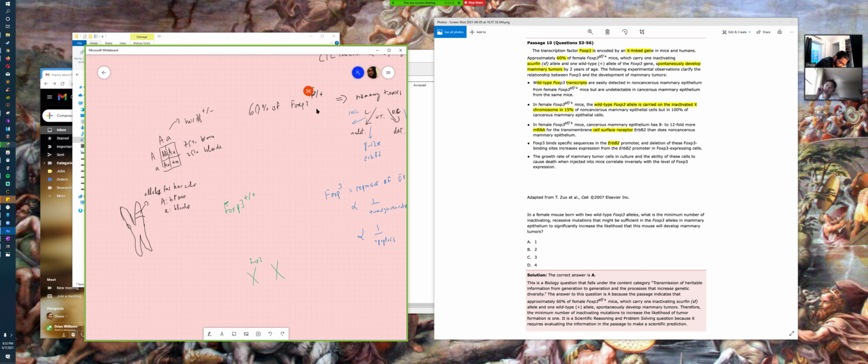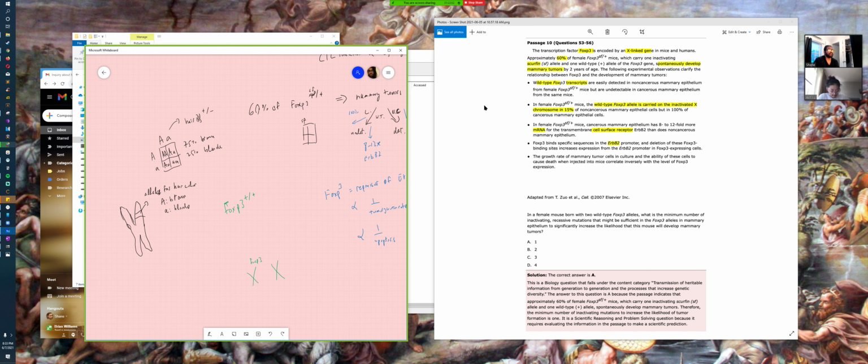SF, right? So for this person, if we did a Punnett square, one would be SF and the other would be just whatever the wild type is. So that's what that thing means. This over here means that one allele is SF and the other allele is just wild type for FOXP3. Okay, got it.